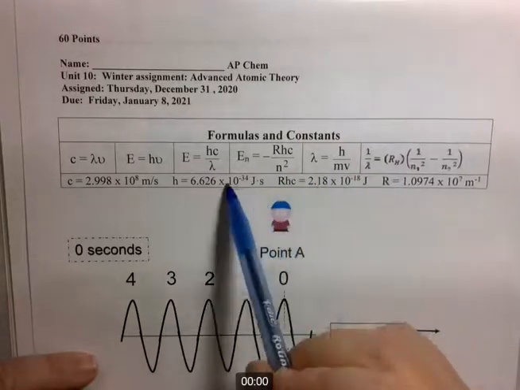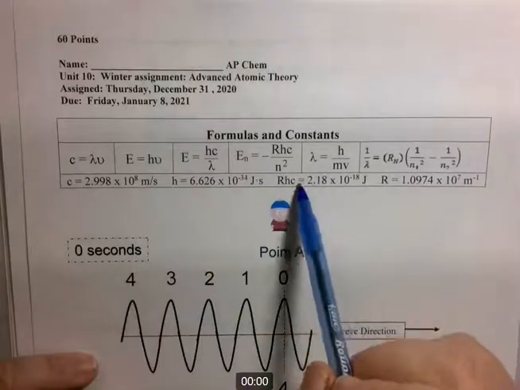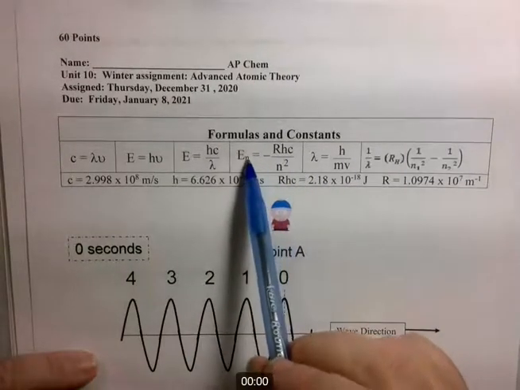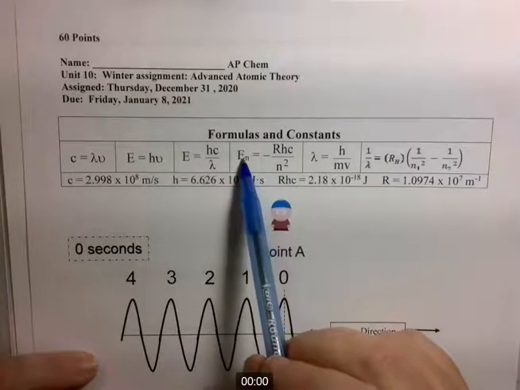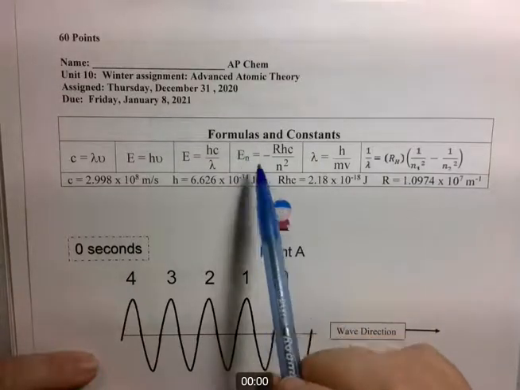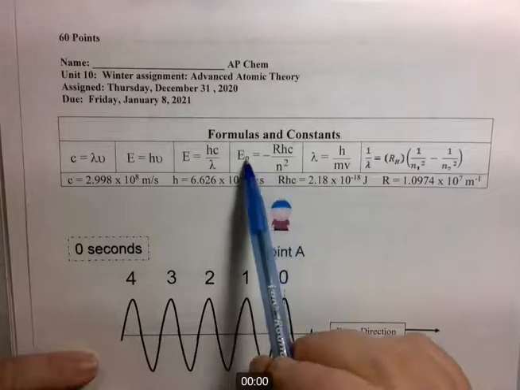Since they're never going to change, these three are always going to be constant. That's what this equals up here. So it's pretty simple. This is the Bohr equation, and it tells you what the energy is of an electron at a particular energy level. And this is simply an integer value, in other words, at a particular orbital.